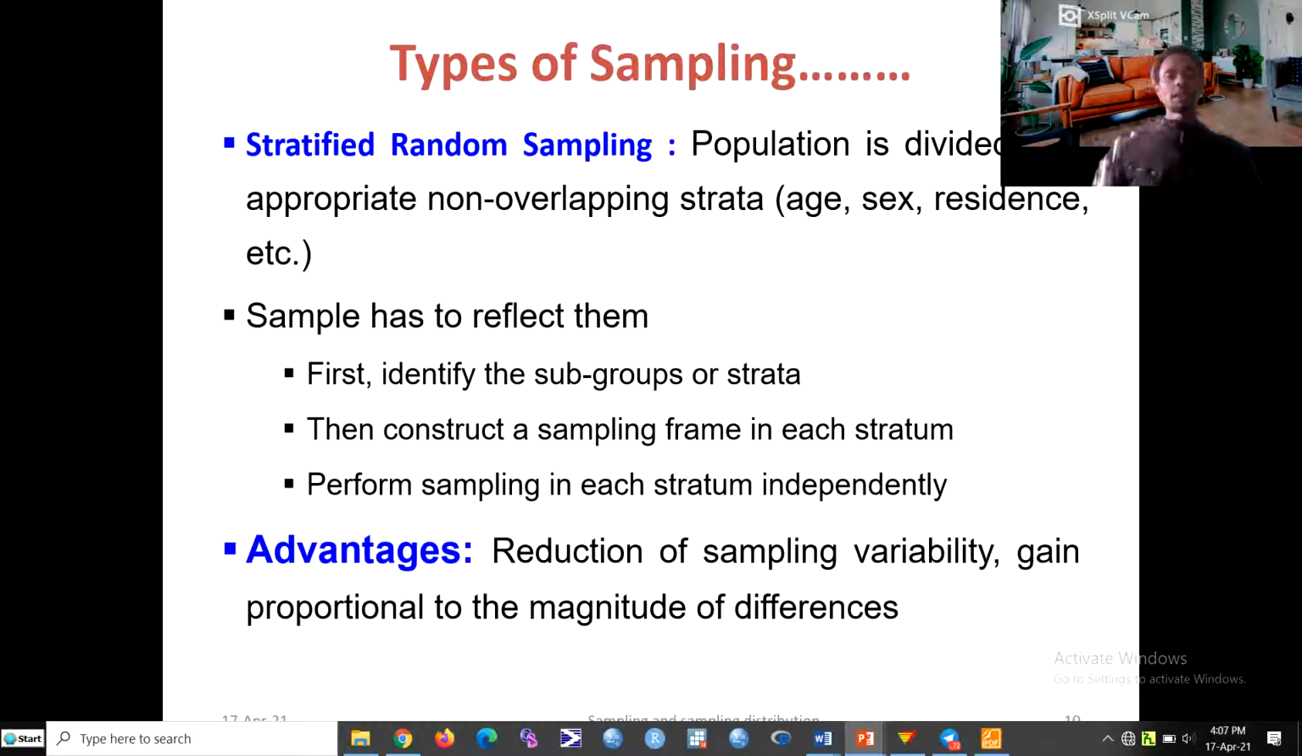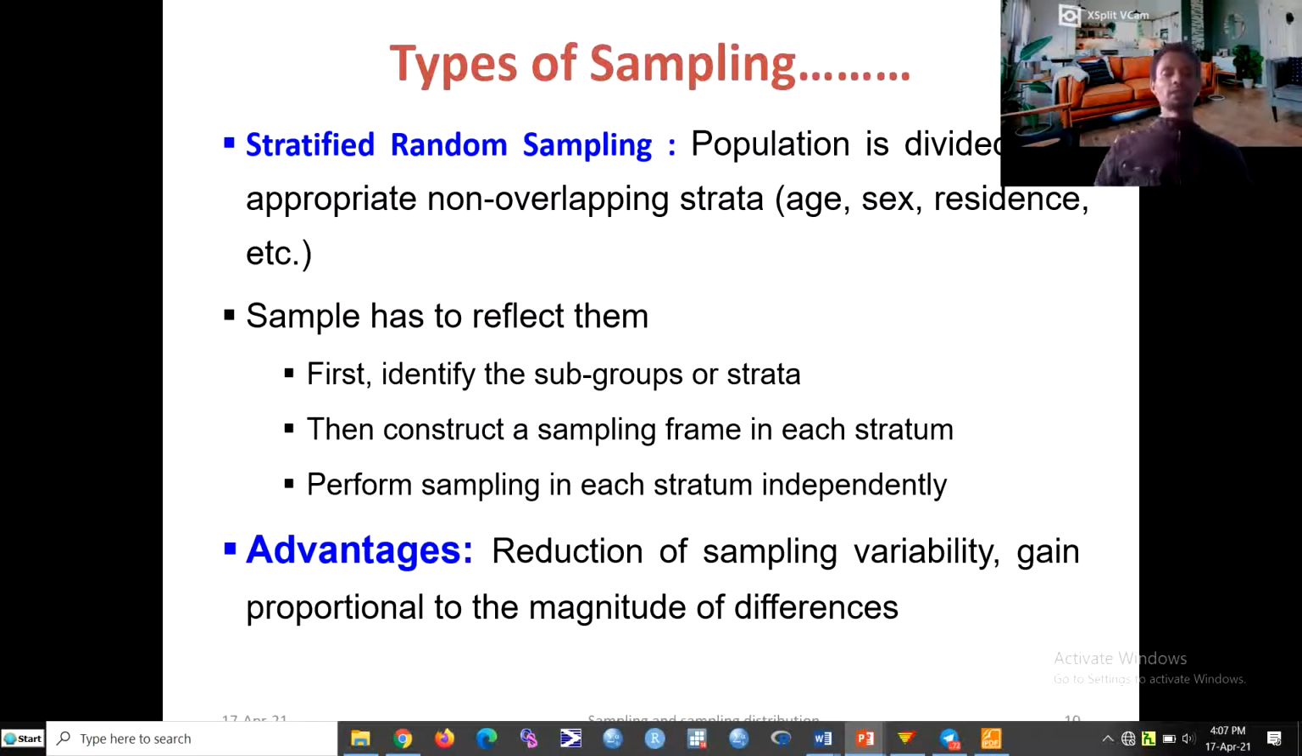Another type of random sampling is stratified random sampling. In this sampling technique, the entire population of interest should be divided into non-overlapping strata. Non-overlapping implies an individual found in stratum 1 should not be found in another stratum. So for strata, for example, I may use age categories, I may use gender like male, female. Residence, urban, rural can be used as strata.